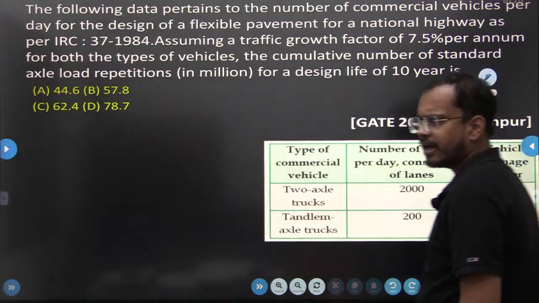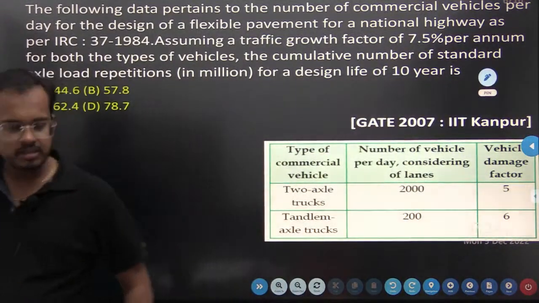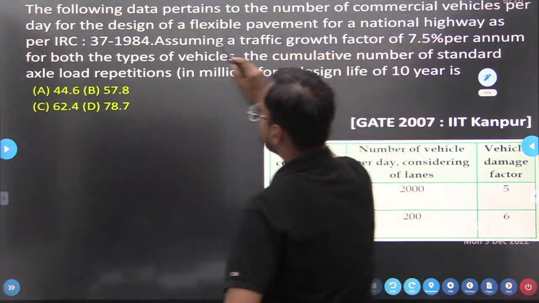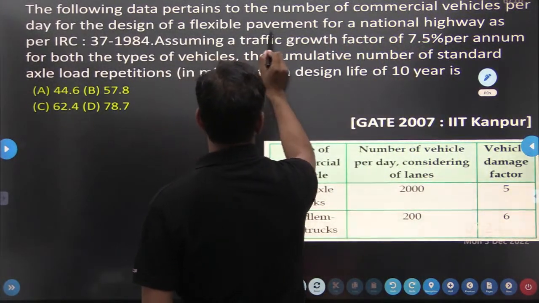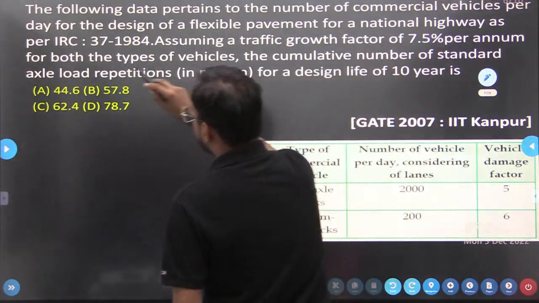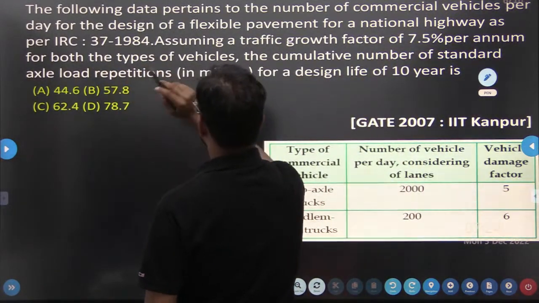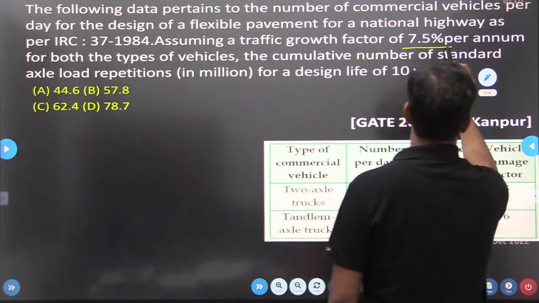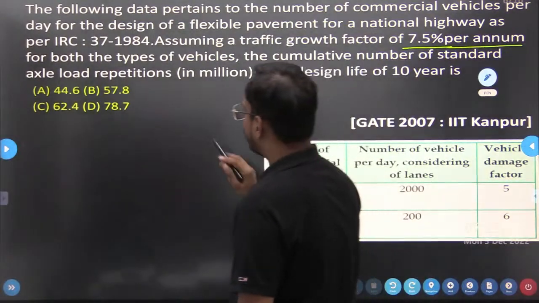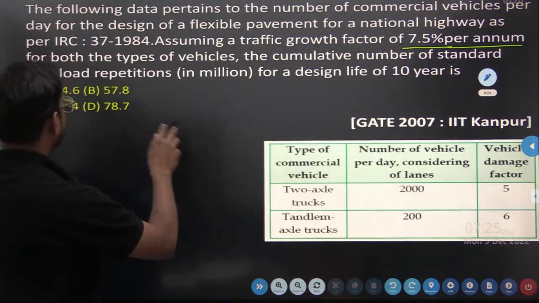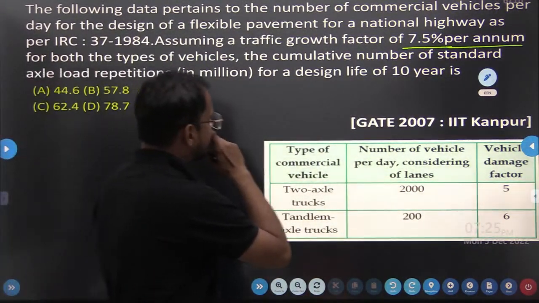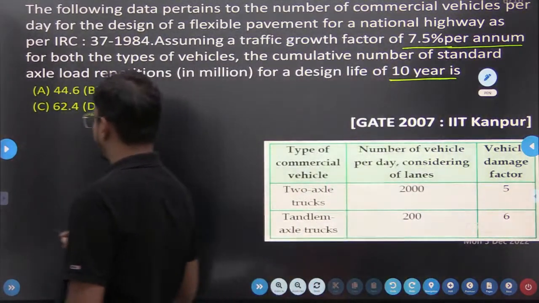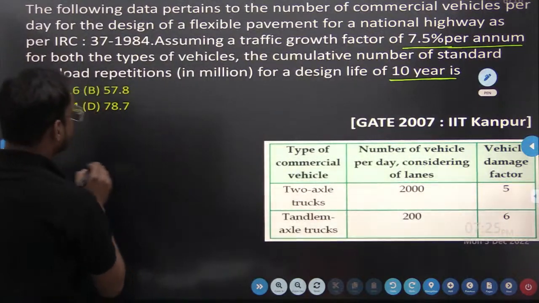The question is very interesting, a highly interesting problem. The question is: the following data gives the number of commercial vehicles per day for the design of flexible pavement for a national highway as per IRC 37 1984, assuming a traffic growth rate factor of 7.5% per annum. Am I right? For both types of vehicle, find the cumulative standard axle repetitions in million for a design life of 10 years. Design life is given and traffic growth rate is given.